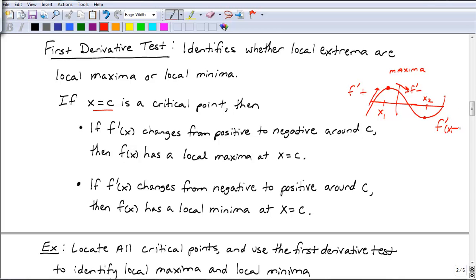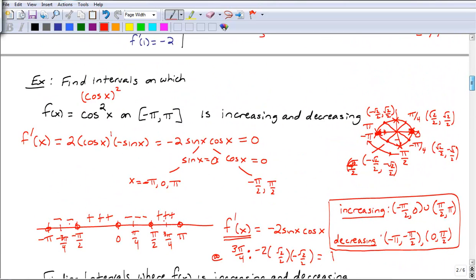And the reason why that happens is because when it's negative, you're sliding down the hill, and then it changes to positive, which means you're walking back up the hill. So you slid down the hill, and now you're walking back up around that critical point. So that's all the first derivative test tells us. And if we were to go back up here, we would know that cosine squared of x between negative pi and negative pi over 2 is decreasing. From negative pi over 2 to 0, it's increasing. We know that's a local minima happening here because of the first derivative test.